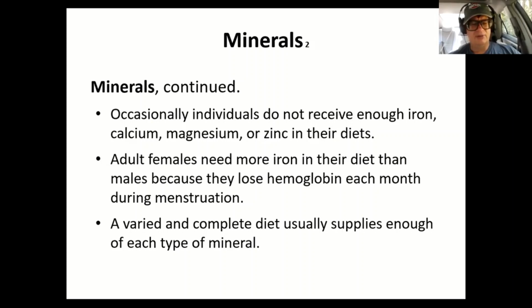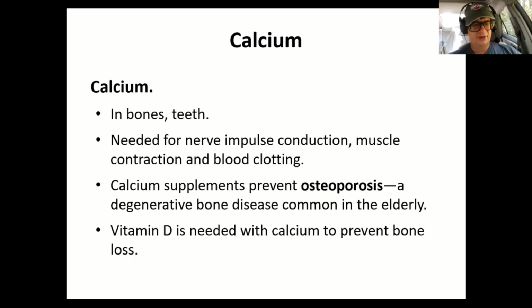A varied and complete diet, it says, usually supplies enough of each type, but if you don't have a lot of variation in your diet, it doesn't hurt to take some supplements. I'm not super big on supplements, but yeah. Calcium is found in your bones and your teeth. It's needed for muscle contraction and blood clotting. It prevents osteoporosis, which of course happens in the elderly, especially elderly women.